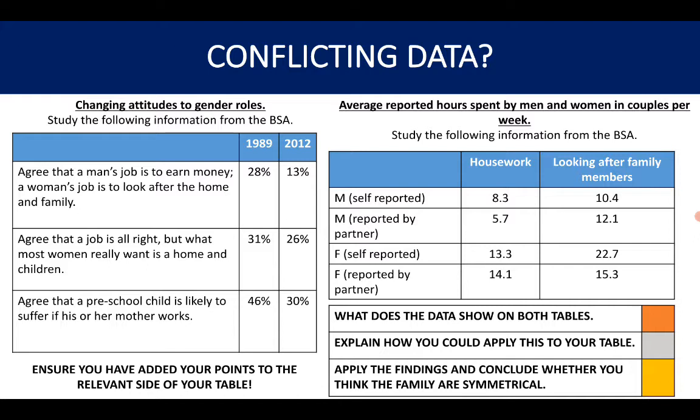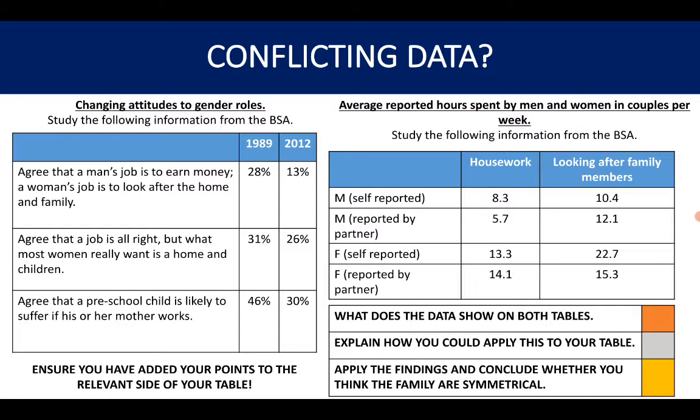So for example, if we look at table 1 on the left hand side, changing attitudes, gender roles, we can see that they're using a time frame of 1989 to 2012, and they're asking certain statements and seeing what the opinions are. Okay, so already we can see that in row 1, the statement that a man's job is to earn money and a woman's job is to look after the home, that went from 28 to 13%. Then that suggests that things are becoming more symmetrical because attitudes are changing.